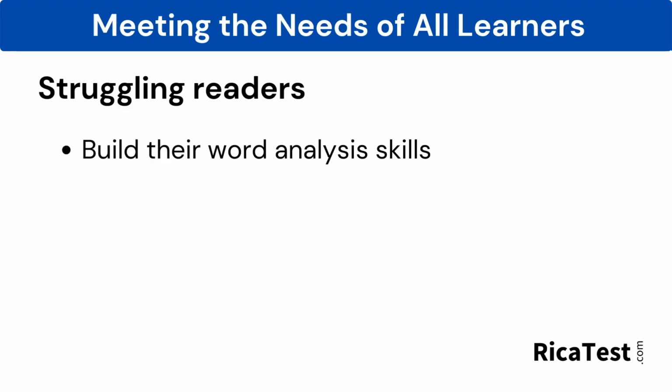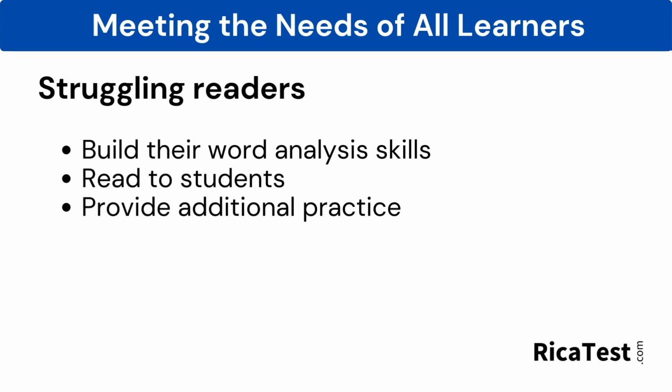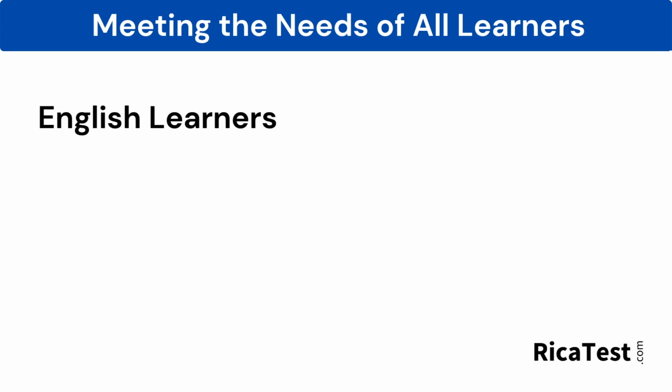Next, let's discuss how to meet the needs of all of our learners, starting with our struggling readers. In this case, we have a few different ideas. One thing that you can do is increase your struggling readers' comprehension by meeting with them one-on-one or in small groups in order to build their word analysis skills. Students can understand orally more than they can read, so we can also take some moments from instruction to read to them directly. Also, struggling readers will absolutely benefit with additional practice.